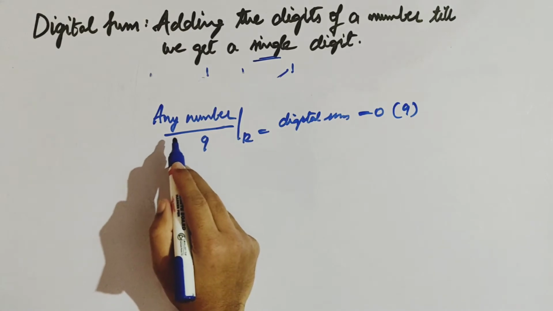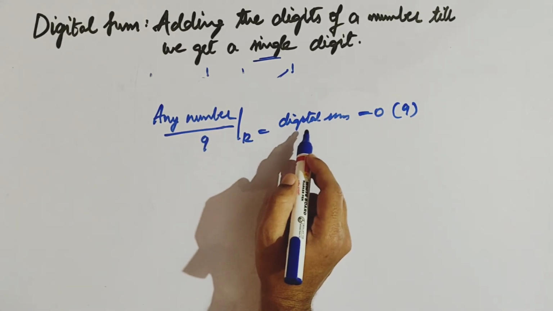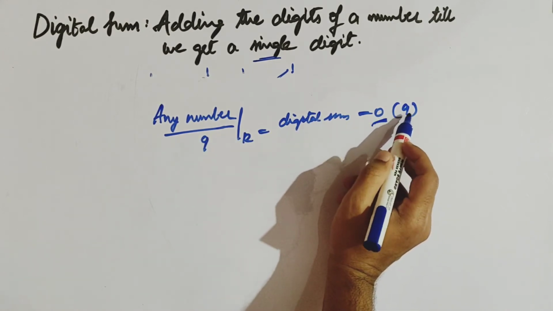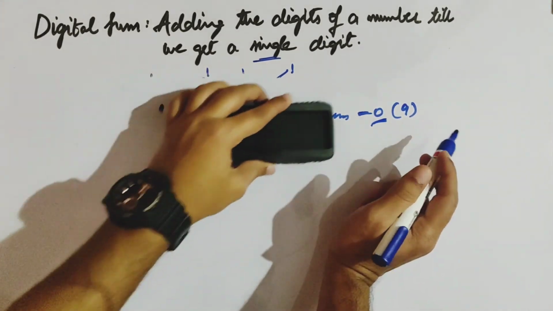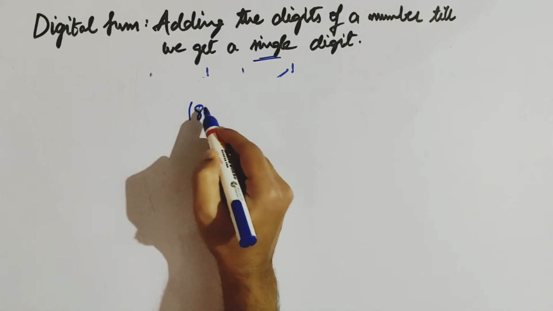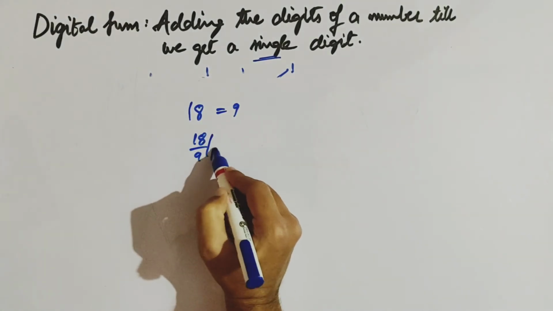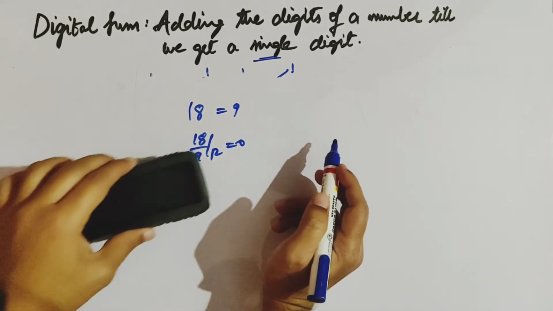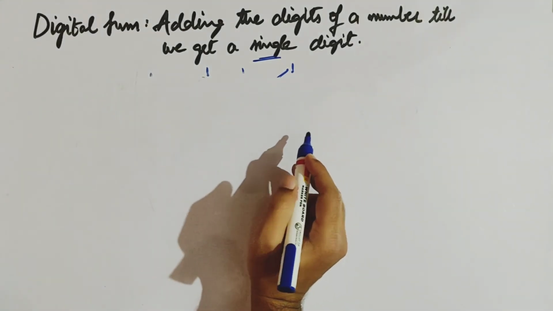So if you take any number, find its remainder with respect to 9, and that will give you the digital sum of the number. If you get 0 as a remainder, then the digital sum of the number is 9. For example, if you take 18, the digital sum is 9. The remainder of 18 with respect to 9 is obviously 0 because 18 is perfectly divisible by 9.